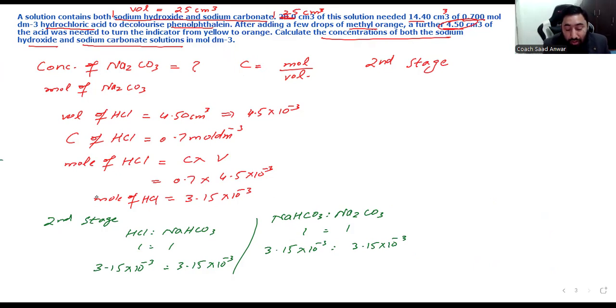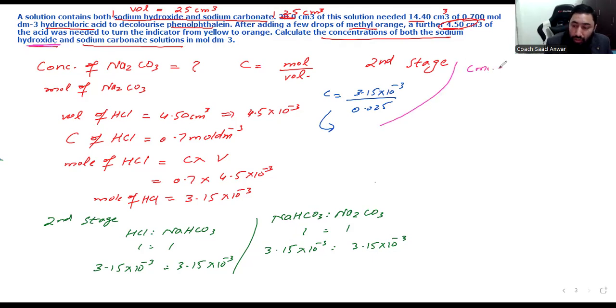So now you have the moles of sodium carbonate. You can find the concentration, because concentration is equal to moles divided by volume. Volume is 25 cm cube, 25 divided by 1000. You need to convert it into dm cube. When you solve this, you will find the concentration. Clear? The second thing, we have to calculate the concentration of sodium hydroxide.